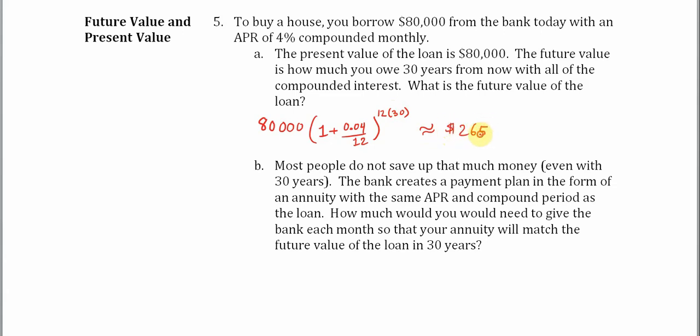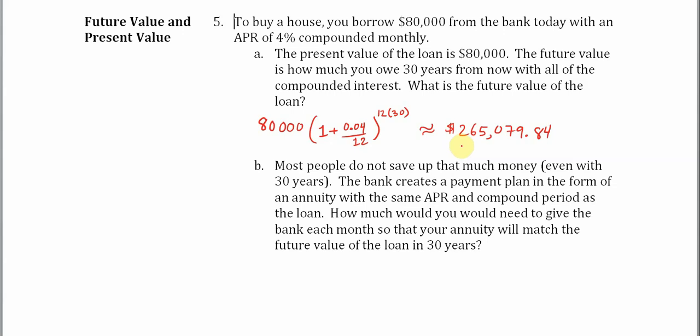This is $265,079.84. So this is like saying that if we were to ask the bank for $80,000 today, if we pay absolutely nothing on that loan, in 30 years, we would owe $265,079.84. So you owe more than 3 times the amount that you borrowed, right?